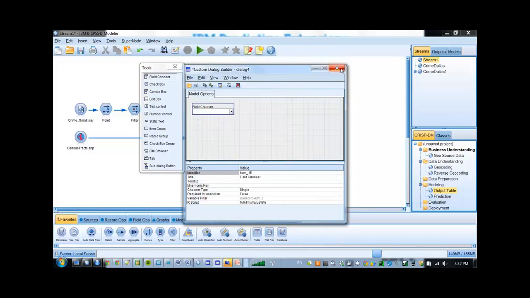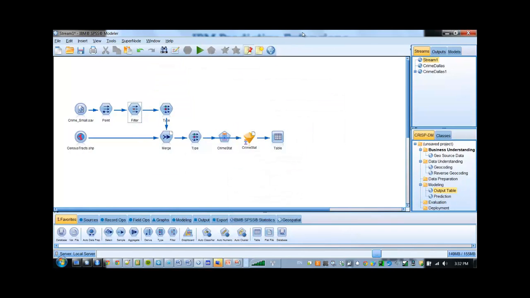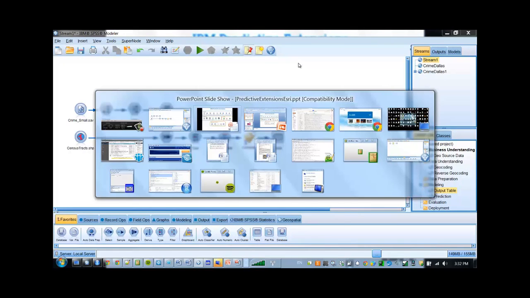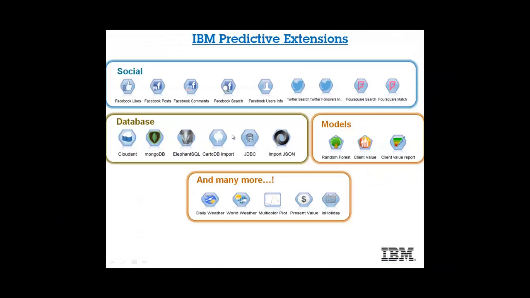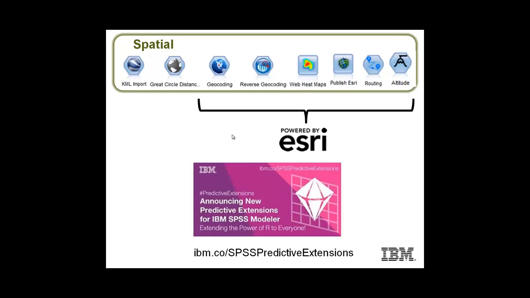So, based on this technology, we created different extensions for some features that are not coming out of the box with SPSS Modeler, like Facebook connectors, Twitter, Foursquare, or new database data sources like Cloudant and MongoDB, if you want to open a JSON file, or also new algorithms like the popular random forest, which is an algorithm that is not included with SPSS.